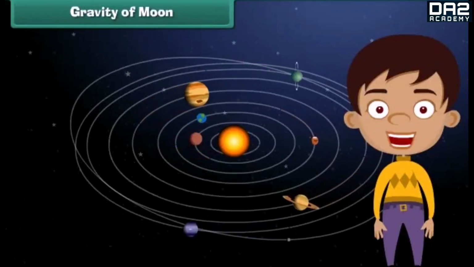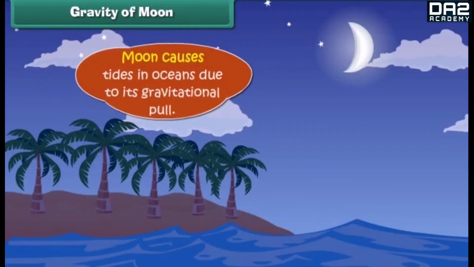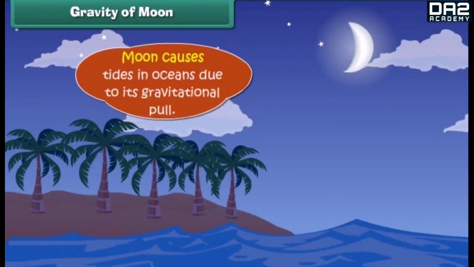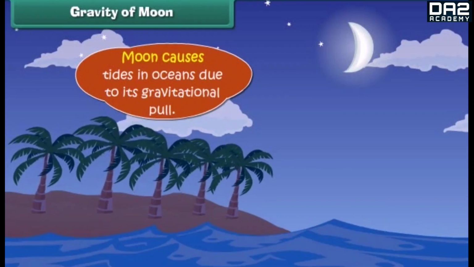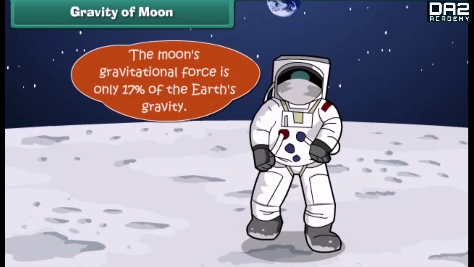You can find big moons in our solar system, but our moon is the biggest compared to the size of Earth, and it is large enough to cause tides in oceans due to its gravitational pull. You'll be surprised again to know that Moon's gravitational force is only 17% of the Earth's gravity. For example, a 100-pound, 45 kg person would weigh only 17 pounds, that is 7.6 kilogram on the Moon.